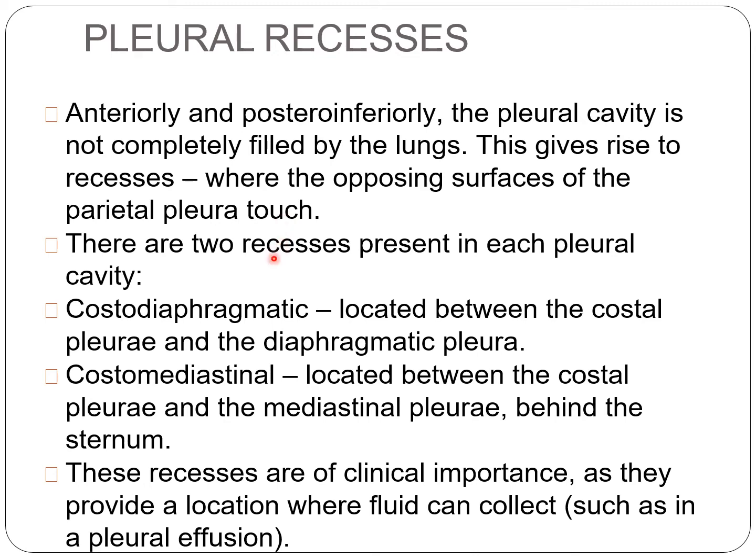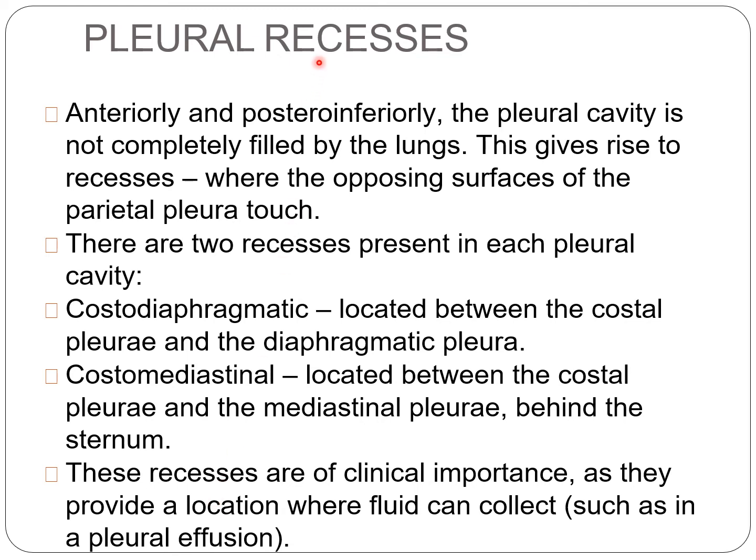There are two recesses, costodiaphragmatic recesses and costomediastinal recesses. The costodiaphragmatic recess, as the name indicates, is located between costal pleura and diaphragmatic pleura. The costomediastinal recess is formed by costal and mediastinal pleura behind the sternum. These recesses are of clinical importance as they can provide a location where fluid can be aspirated.